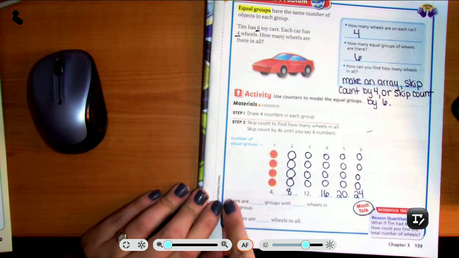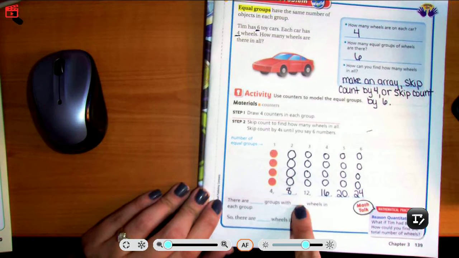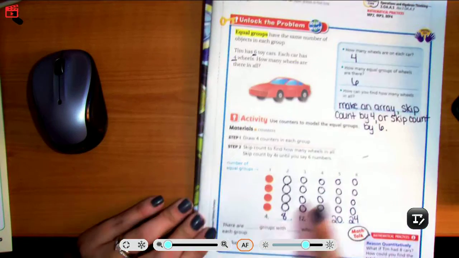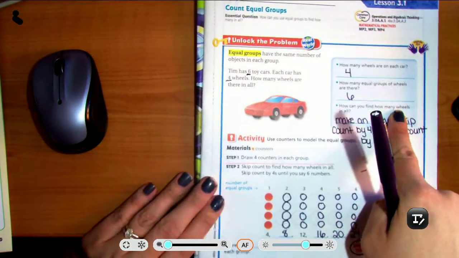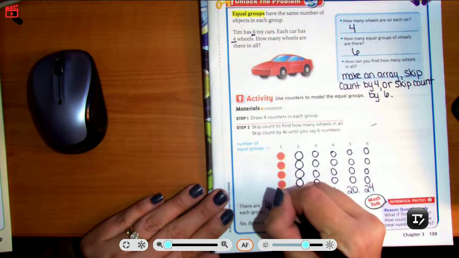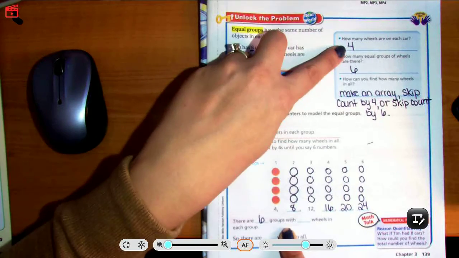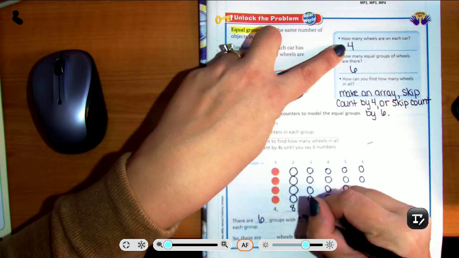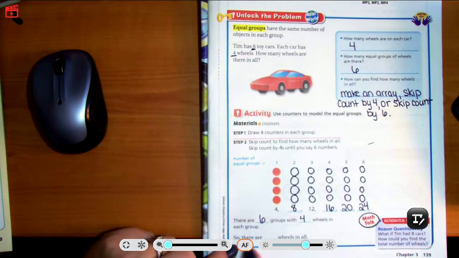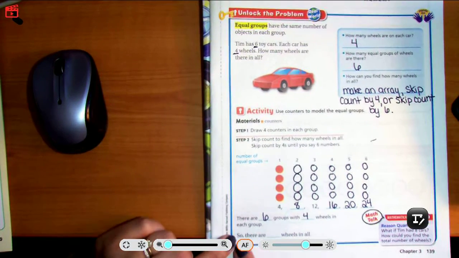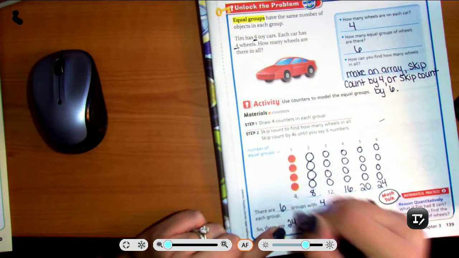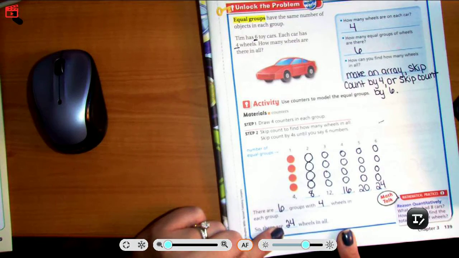So there are blank groups with blank wheels in each group. Okay, let's go back up here to our information. Which one talks about groups? The 6. So there are 6 groups with how many wheels? 4 wheels in each group. So how many are there in all? So there are 24 wheels in all.